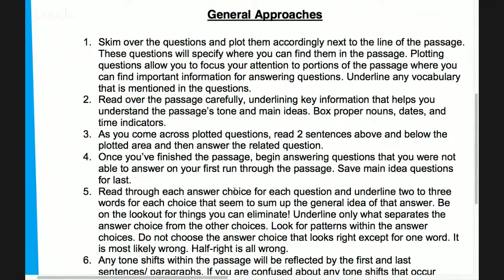2. Read over the passage carefully, underlining key information that helps you understand the passage's tone and main ideas. Box proper nouns, dates, and time indicators.